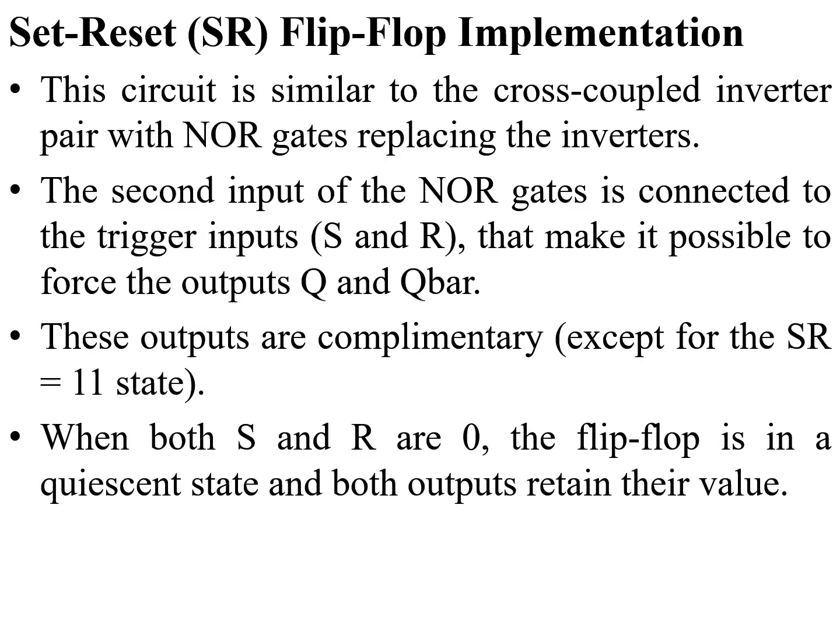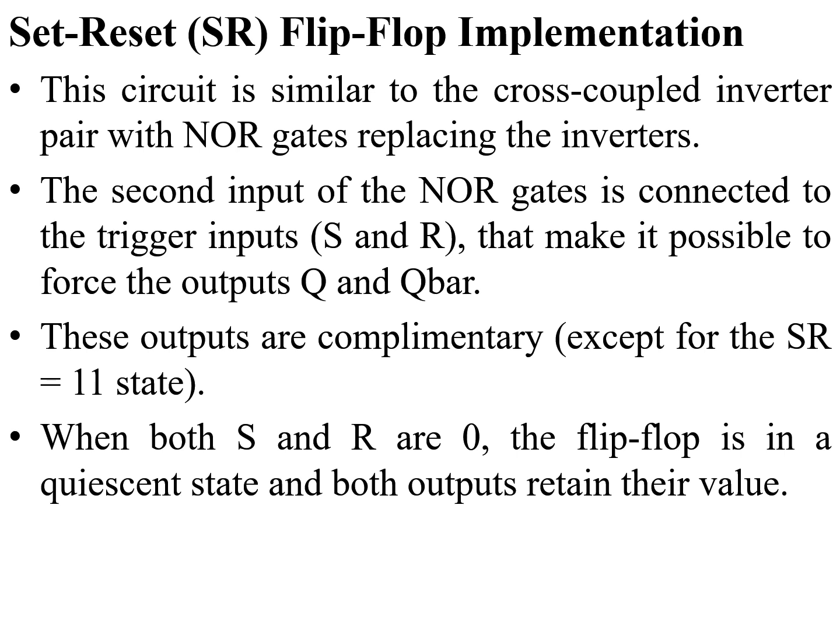Set-reset, SR flip-flop implementation. This circuit is similar to the cross-coupled inverter pair, with NOR gates replacing the inverters. The second input of each NOR gate is connected to the trigger inputs S and R, thus making it possible to force the outputs Q and Q bar. These outputs are complementary except for the condition where S and R are both 1.